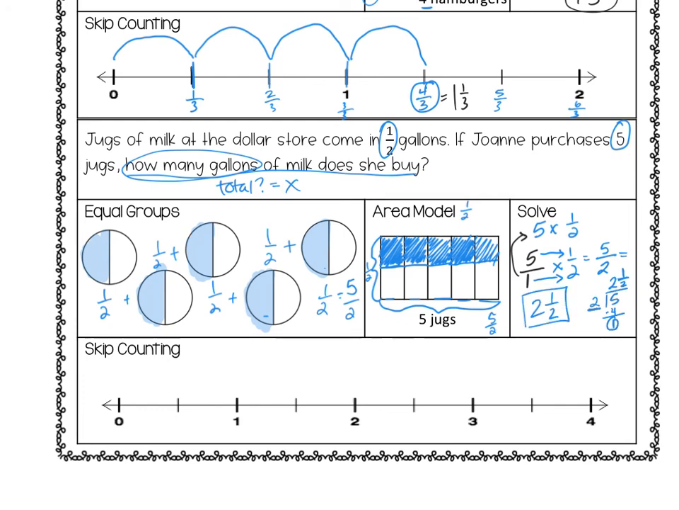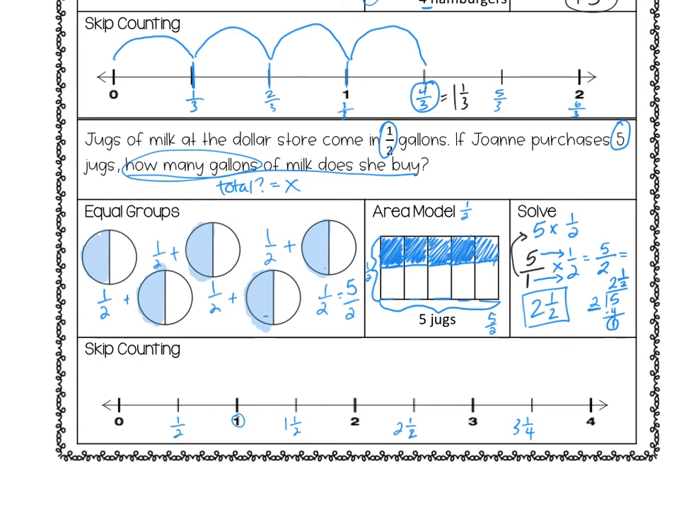Now we're going to take this problem and put it on a number line using skip counting. So we know that each gallon is worth 1/2. So we probably want our number line to be cut into halves. So 1/2. 2 halves would be 1 whole. Then we have 1 and 1/2. Then we have 2. We have 2 and 1/2. 3, 3 and 1/2, and 4.